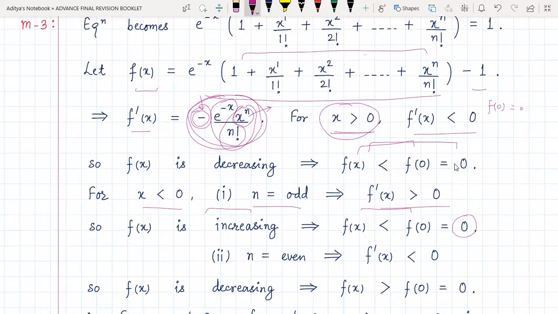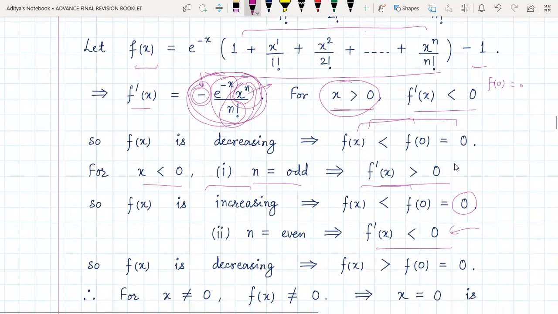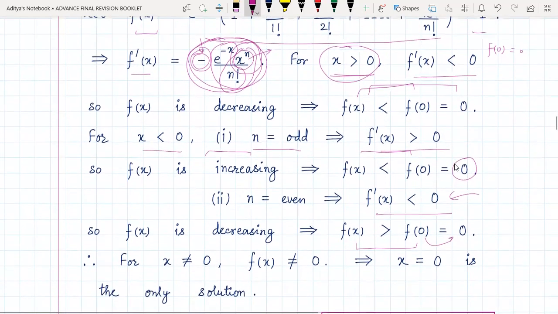Second case we take when n is even. In that case, we can easily observe that f prime x would be less than 0, because if n is even, then x power n will be positive only. Anything to the power even is positive, but due to the negative sign outside, it will become negative only. So f of x is decreasing, and thus f of x must be greater than f of 0 in this interval, which is 0 only. So f x is greater than 0. So we can observe that for any x not equal to 0, f x can never be equal to 0. Either it is less than 0 or greater than 0, but never equal to 0. So x equal to 0 is the only solution of this particular equation.